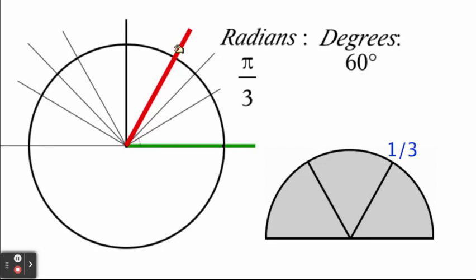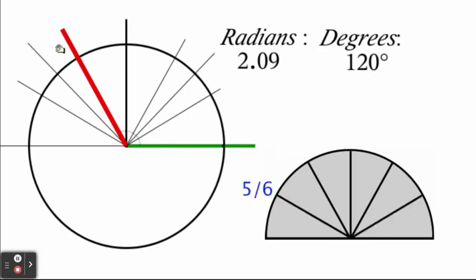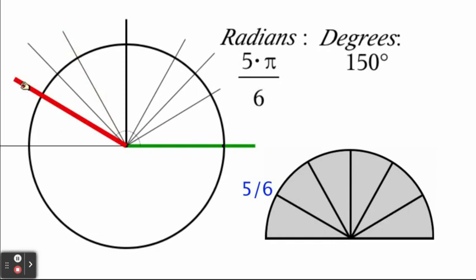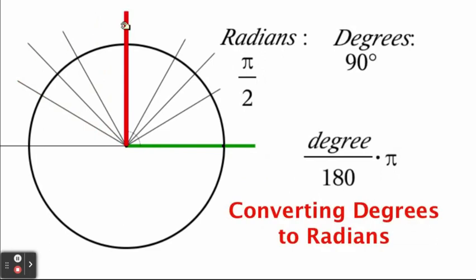60 degrees, which is 1/3 pi. 120 degrees, and although the radians didn't make it look nice, this is actually 2/3 pi, or 4/6 pi. And over here, 150 degrees, which is 5/6 pi. Okay, let's move on. Let's talk about how to convert degrees into radians.